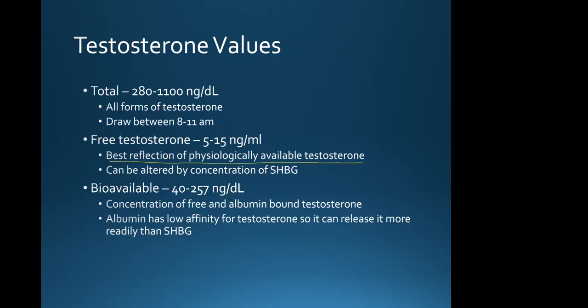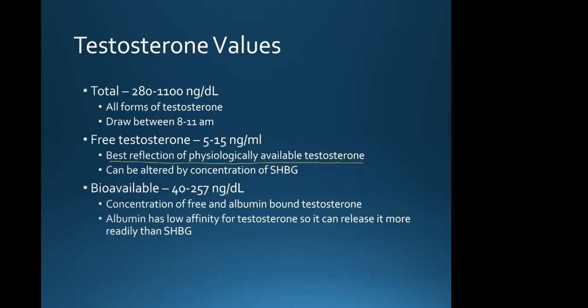Okay. So the total testosterone is pretty much measuring all of the testosterone that you got in your bloodstream. And so if you look at the free testosterone, about 5 to 15 nanograms per mil is what we have. Whereas with total testosterone, which includes the testosterone bound to the SHBG and the testosterone bound to albumin, that is between 280 and 1100. And then the biggest thing with the free testosterone is that the SHBG can be altered. So if we reduce or increase the concentration of the sex hormone binding globulin, that would affect how much free testosterone we have.